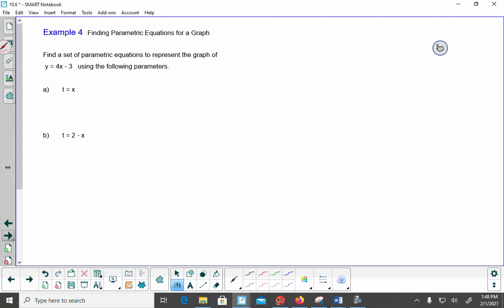Okay, example number 4. Find a set of parametric equations to represent the graph of y is equal to 4x minus 3 using the following parameters. So the first one, A, they tell me t is equal to x. So my first equation for the parametric equation is going to be x is equal to t. All that kind of makes sense. Then the next thing is in place of this x, I'm going to write t. So I'm going to say y is equal to 4t minus 3. And that's my parametric equation.